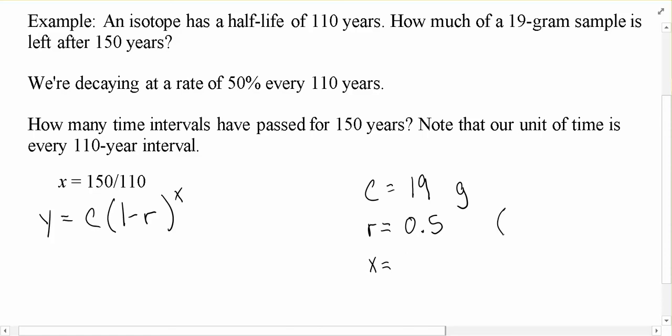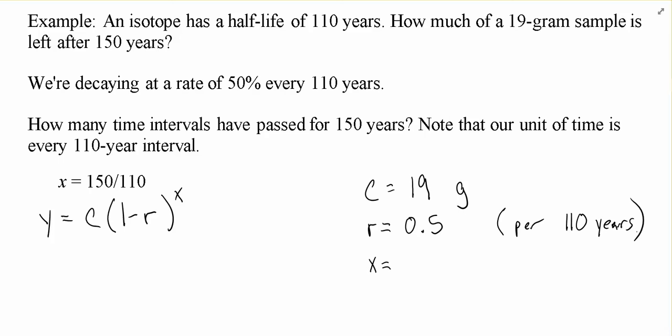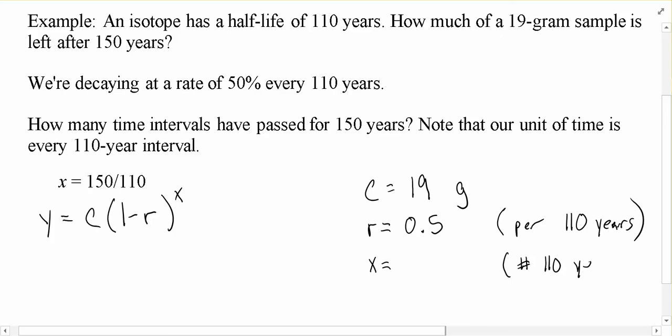But how often are we doing that? Per 110 years. So this is where we need to match up the units. The rate is 50%, but it's every 110 years. So with X being the number of 110 year periods, how many 110 year periods have passed if 150 years have passed?